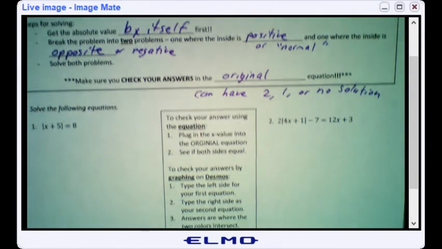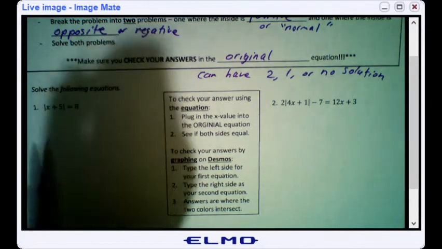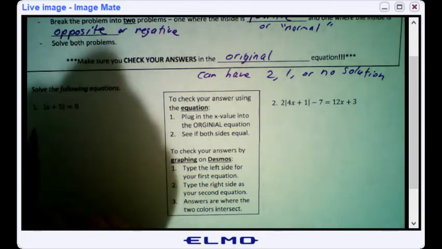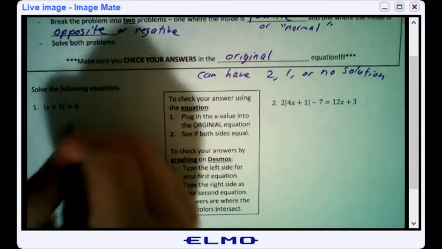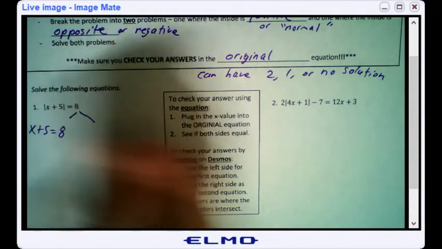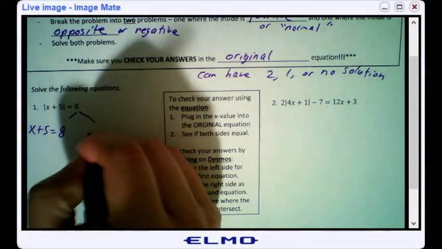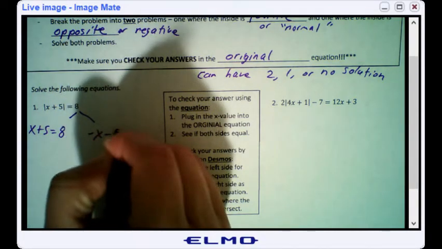So for the first one, if I have the absolute value of x plus 5 equals 8, I first check to make sure the absolute value bars are by themselves. They are. That's the only thing on the left side. I'm now going to break it into two different equations. One where the inside's normal, x plus 5 equals 8, and one where everything on the inside of the absolute value bars changes. So negative x minus 5 equals 8.